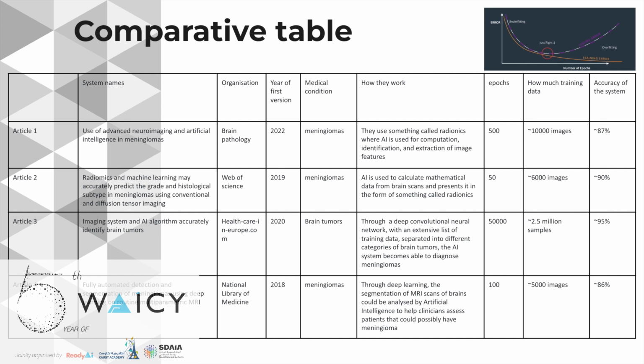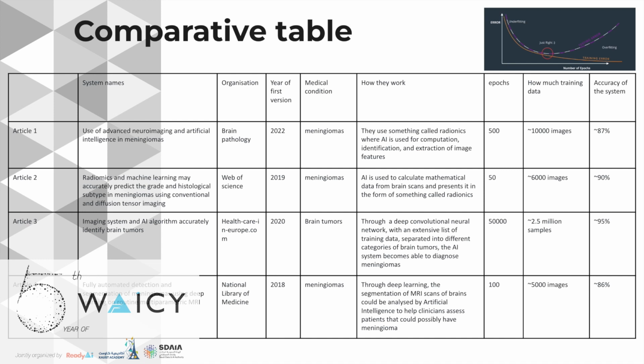In Article 3, it is the imaging system and AI algorithm that accurately identifies brain tumors. It is by healthcareineurope.com and was first published in 2020. This covers the broader term of brain tumors, and it works by a deep convolutional neural network with an extensive list of training data separated into different categories of brain tumors. The AI system becomes able to diagnose these meningiomas. This uses around 50,000 epochs and has around 2.5 million sample images. The accuracy of this system is around 95%.